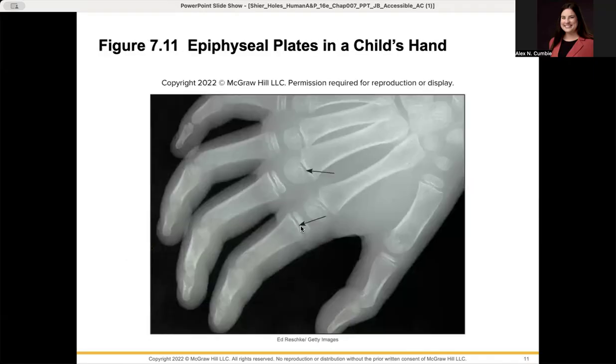Here's just an example of this where it's kind of highlighted lighter, where you can see just those areas where we have those growth plates, that hyaline cartilage.